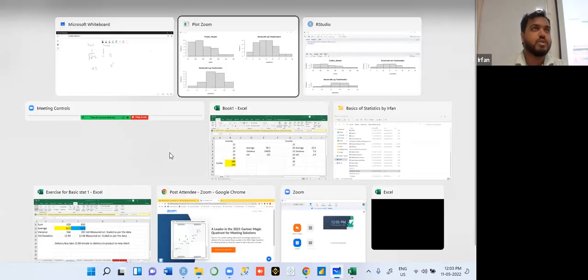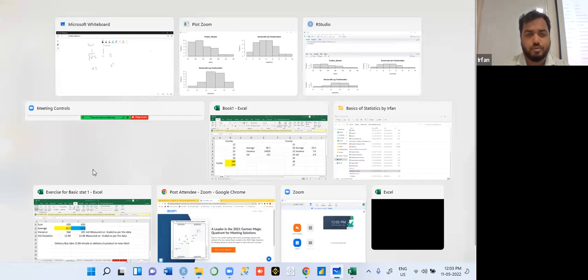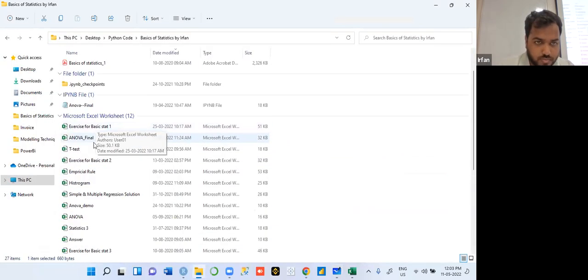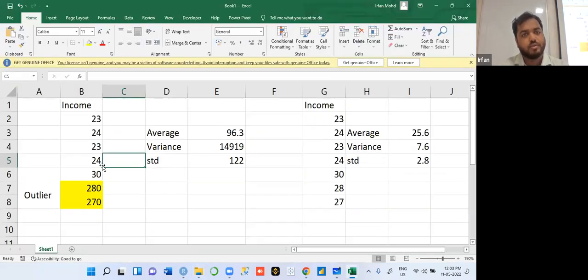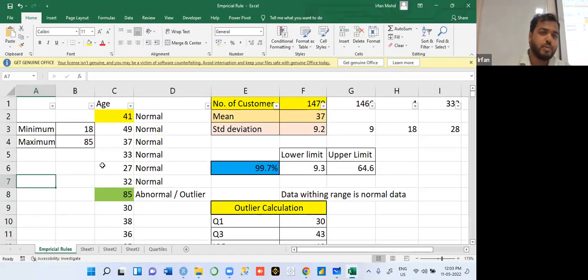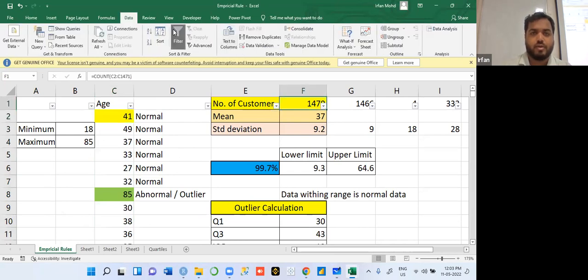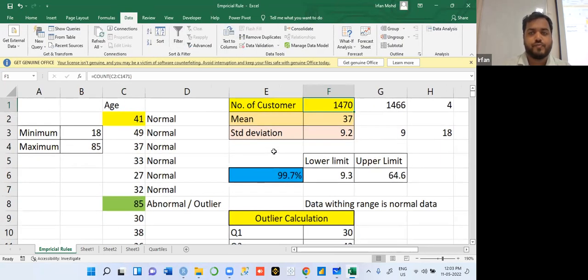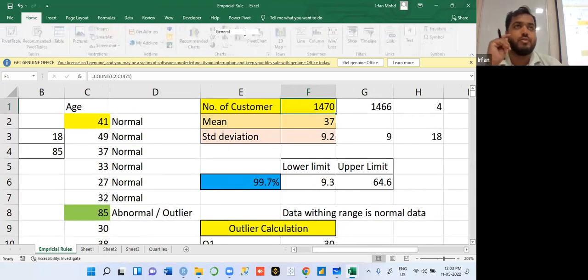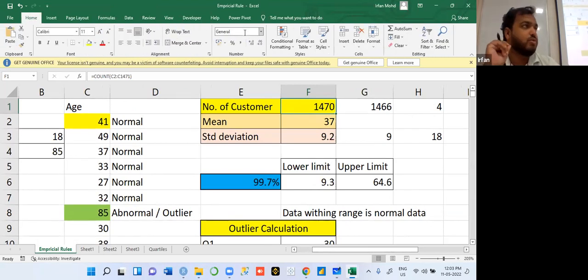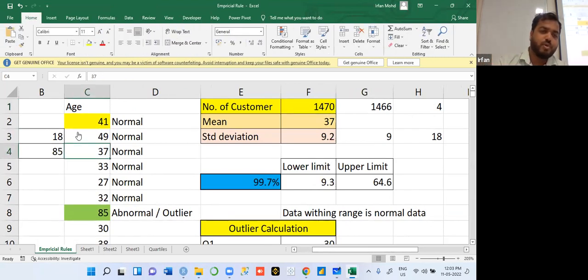Now outlier concept was remaining. Let me teach you what is outlier for you. Empirical rule. I'll teach you empirical rule also and outliers also. I have taken a data over here, okay, which has how many number of customers data? How much? 1470. 1470 is number of rows, guys.